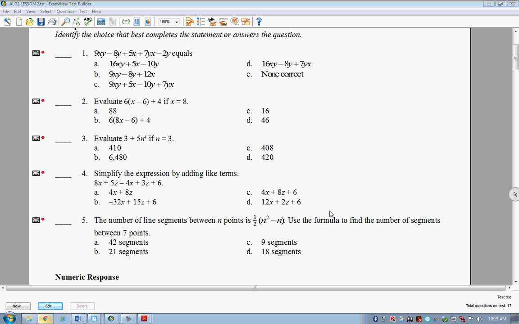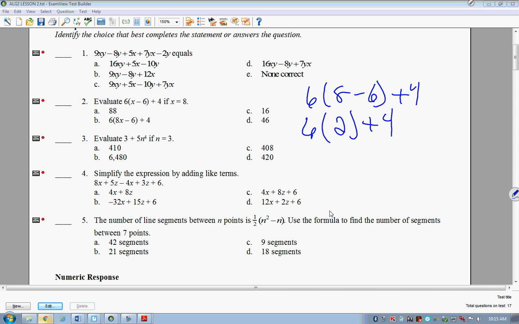Let's see, Eric, what would you do with this question? We've got 6 parentheses x minus 6 plus 4 if x equals 8. You plug in 8 at the beginning? Okay, so let's go ahead and rewrite that. We've got 6 parentheses 8 minus 6 plus 4. What's the first thing that you're going to do? Parentheses. 8 minus 6. All right, so what is that? 2. Okay, so we're carrying everything down, right?